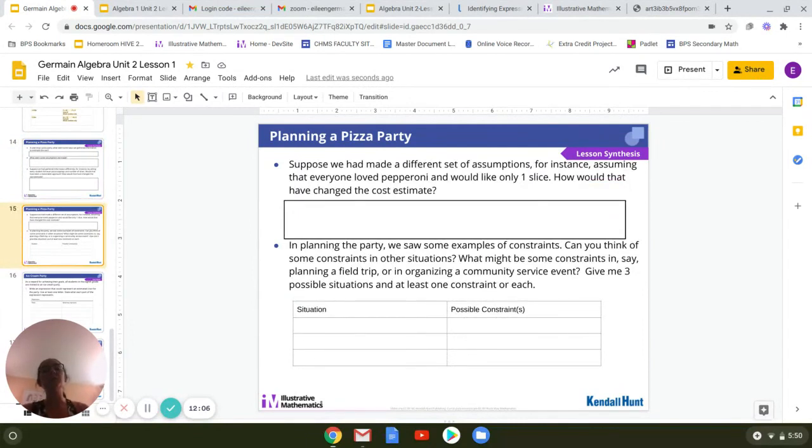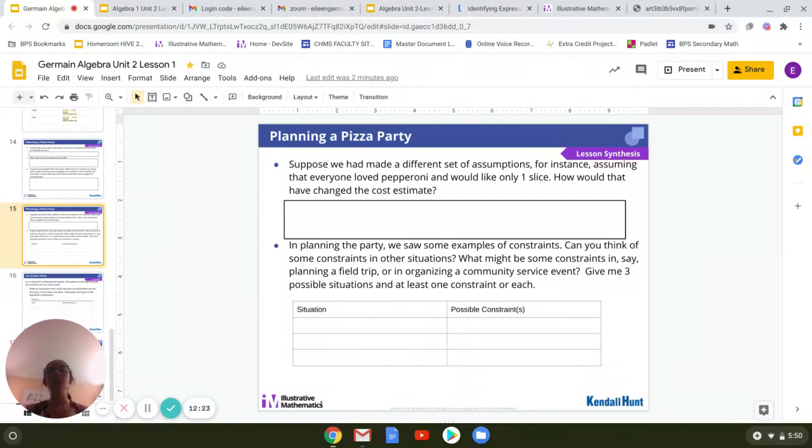So 15 is, suppose we had a different set of assumptions. For instance, assuming everyone loved pepperoni, Roni for life, and would like only 1 slice. How would that change the cost of your assumption or your estimate?